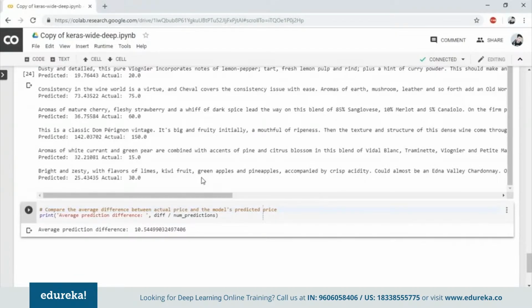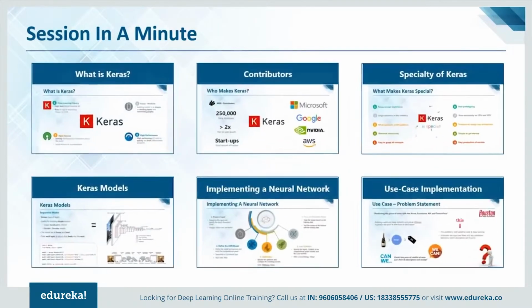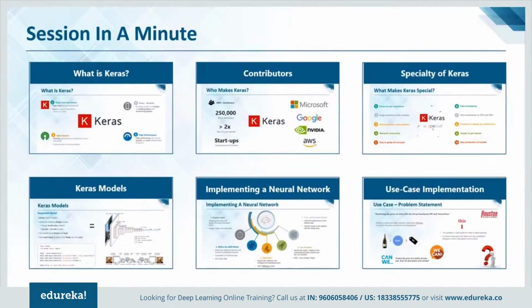To wrap this up, let's head back to our presentation and run through what we did in the entire session. We started out by checking what Keras actually is. Then we checked out the contributors who support and develop Keras. Next, we checked out the specialty of Keras by highlighting some of the really good features. And next, we checked out the models. And next, we checked out the easy steps to implement a neural network. And lastly, we went through this amazing use case and dived right into the heart of Keras. Keras is lovely and I can't begin to tell you how much I'm liking it.